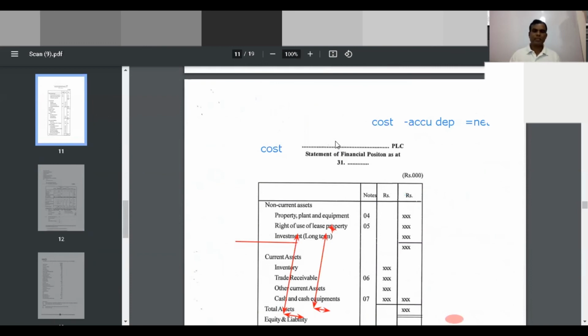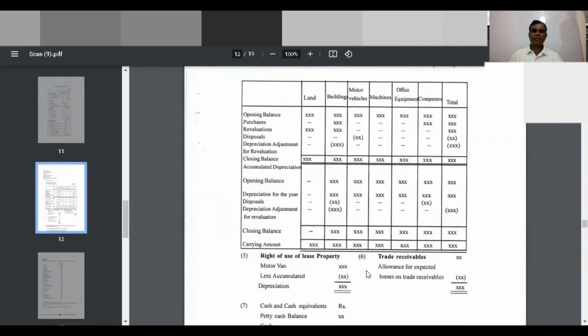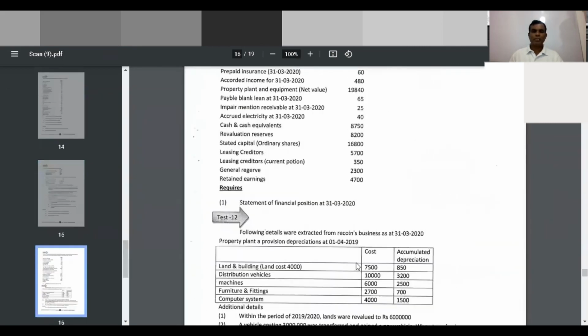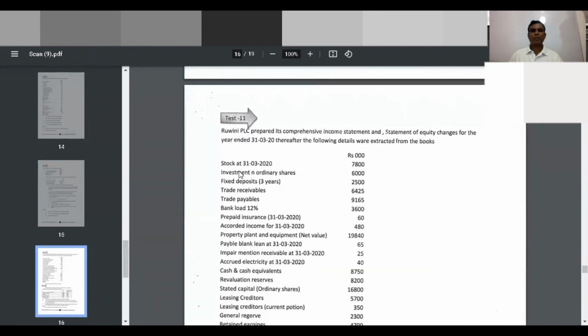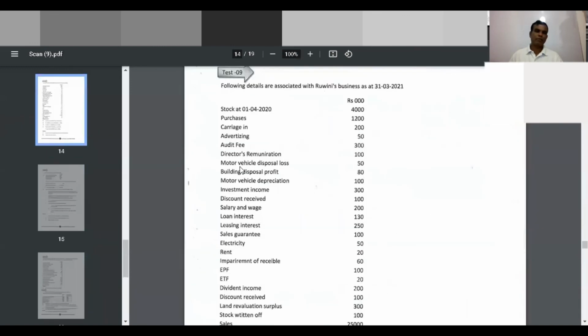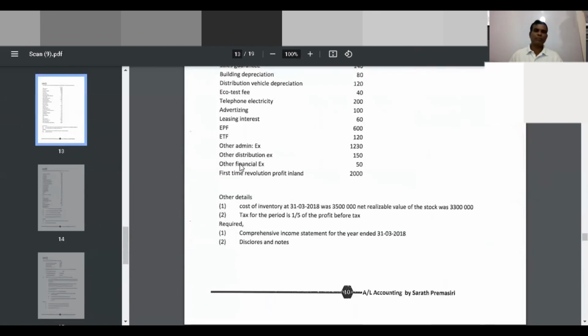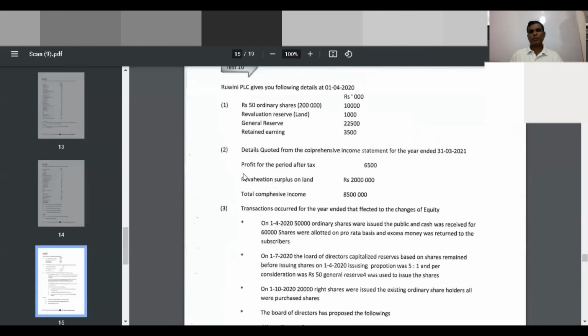Yes, sir. And then right of use motor vehicles, right of use of lease property. If there are any leasing properties or leasing vehicles, they can be taken under the category of property, plant, and equipment, but they should be mentioned separately. That is why right of use motor vehicle. If there is any right of use motor vehicle, it should be separately taken. That is why you have to understand.